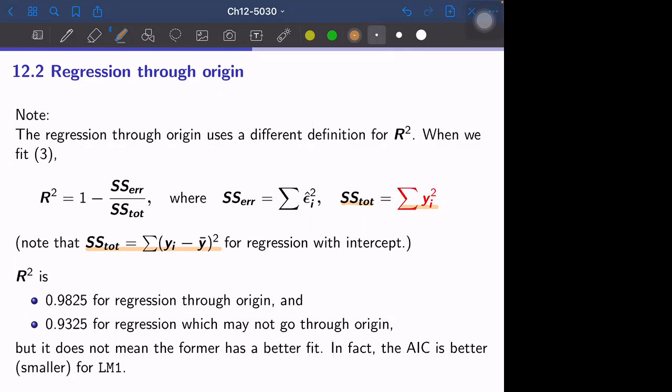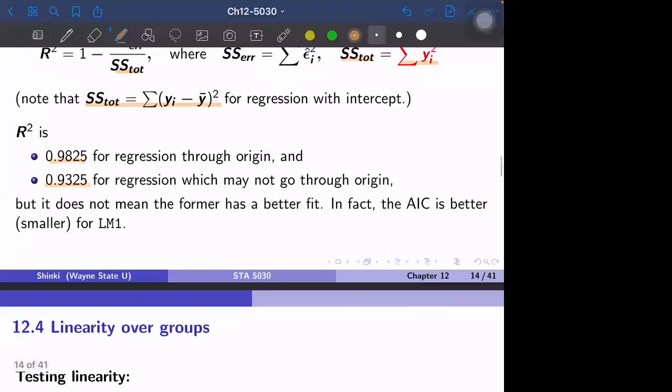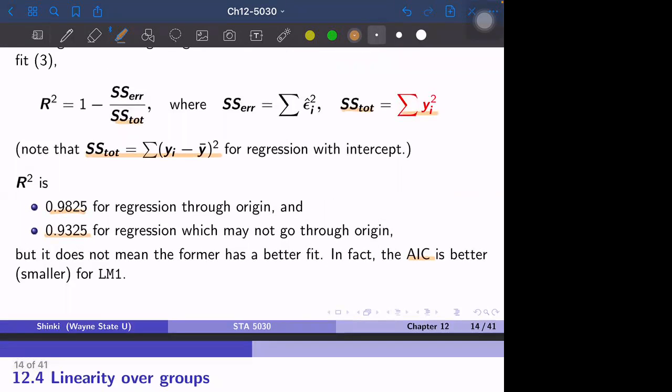Adjusted R squared and R squared are comparable because SS total is the same for all models. But here, the SS total is different. So this has an entirely different meaning, and we cannot really compare these two adjusted R squareds. And in this case, the AIC is much better for the latter model, LM1. So it's reasonable to support LM1.